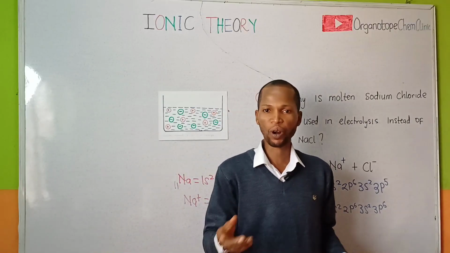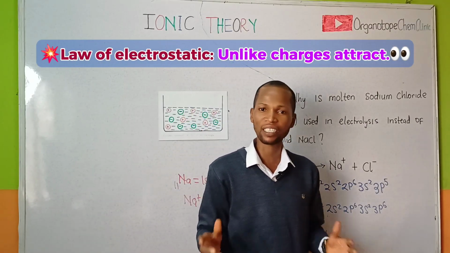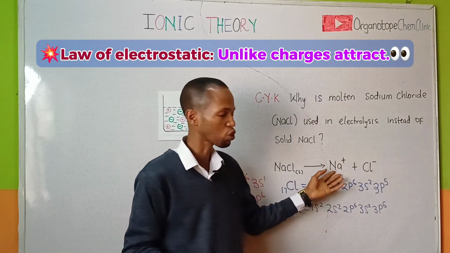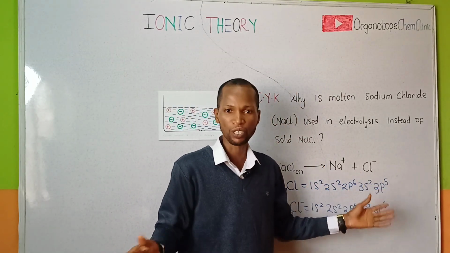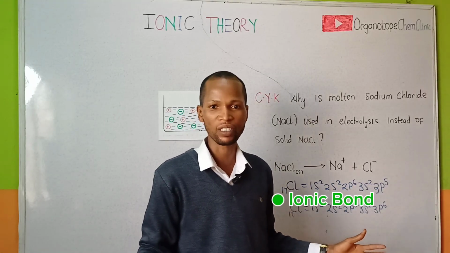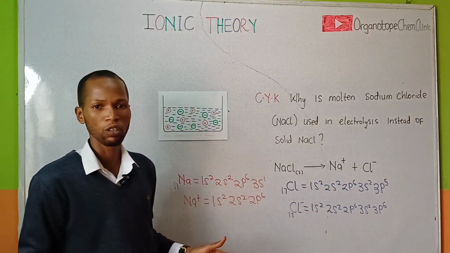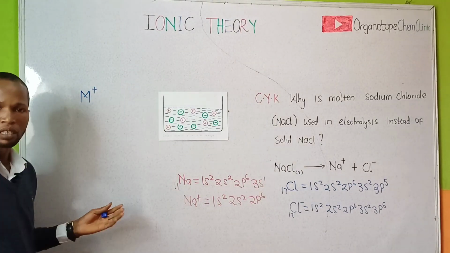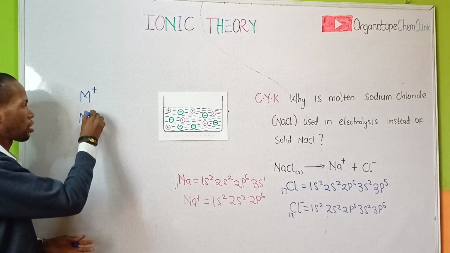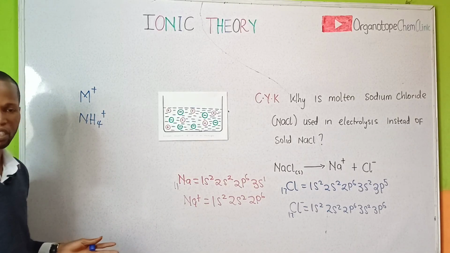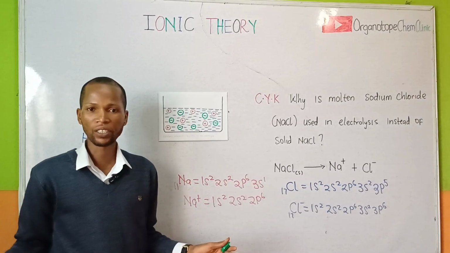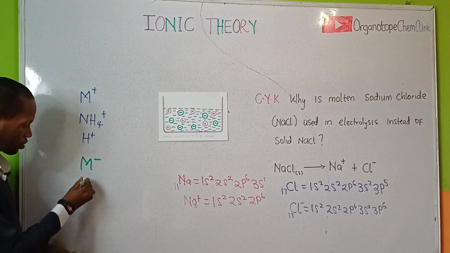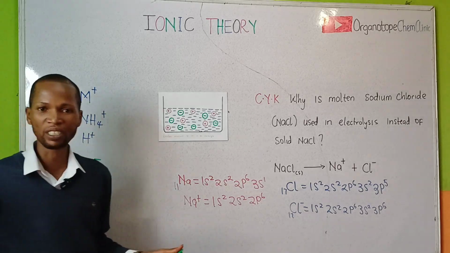Make sense? Recall from the law of electrostatics, unlike charges or opposite charges attract. Therefore, the attraction between the sodium ion and the chloride ion results in the formation of an ionic bond. The positively charged ions include the metallic ion, the ammonium ion, and the hydrogen ion. While the non-metallic ion, the hydroxide ion, are negatively charged ions.